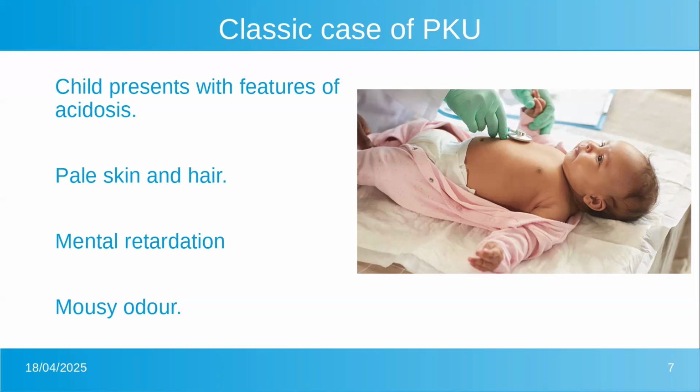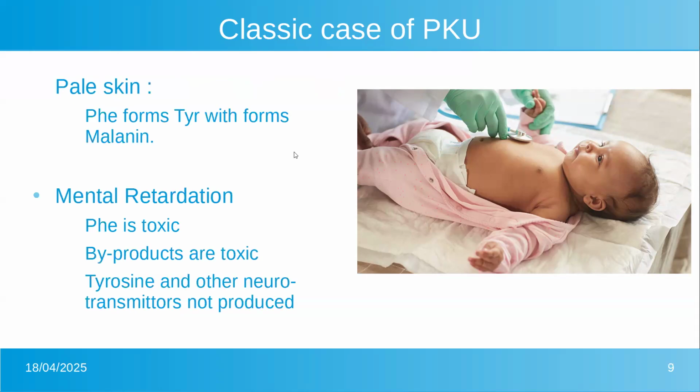What are the causes of mental retardation? Anybody? Phenylalanine is toxic, so its byproducts are also toxic, which causes mental retardation. Excellent. Very good. And the last question is, what is the reason for the mousy odor in the child?